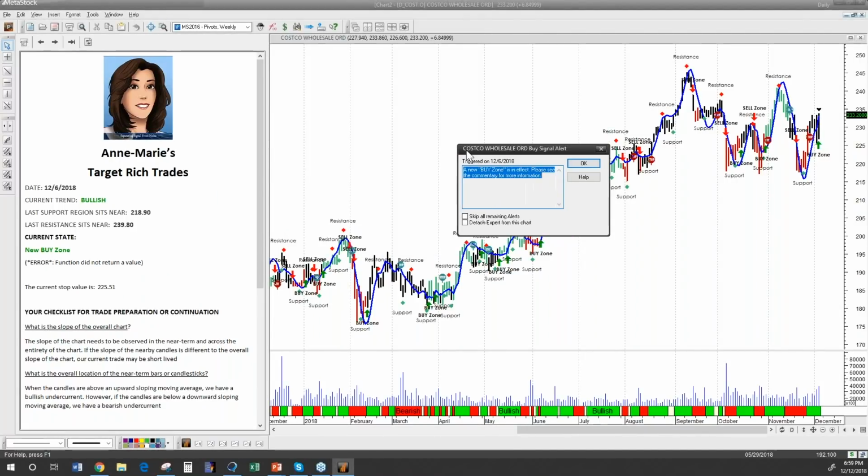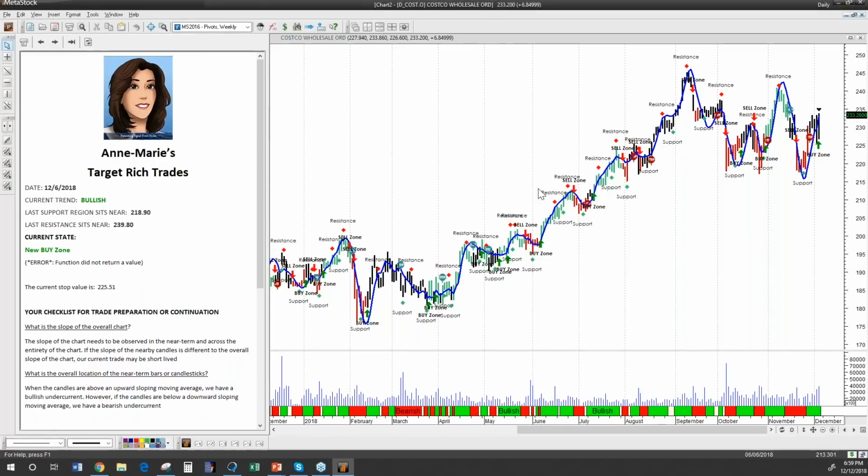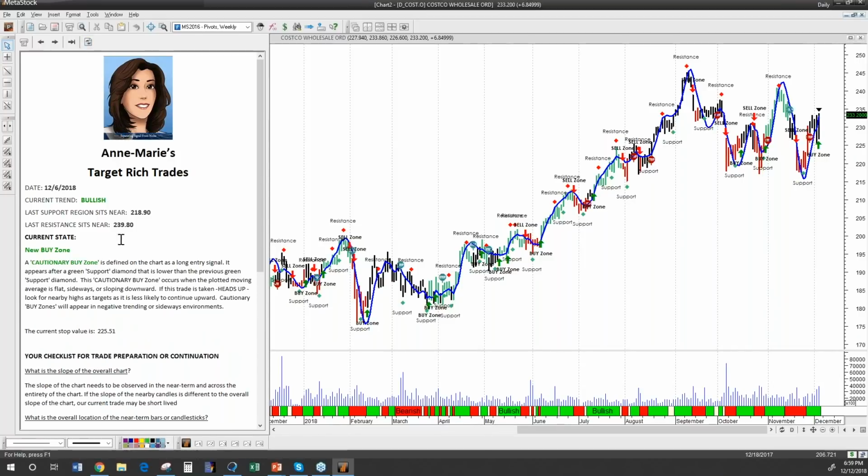The other thing is if you're watching this real time, you're going to get this pop-up alert that's going to tell you a new buy zone came into effect. So it does notify you about that. I'll go ahead and click on OK here. I'll refresh this commentary so that the function comes in, and you'll notice we've got a cautionary buy zone, and it gives us some instructions around that. So that's how it works.